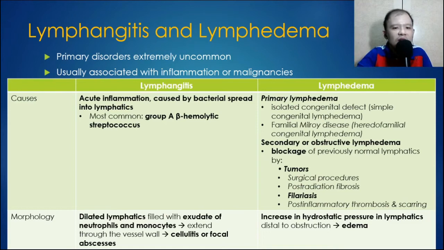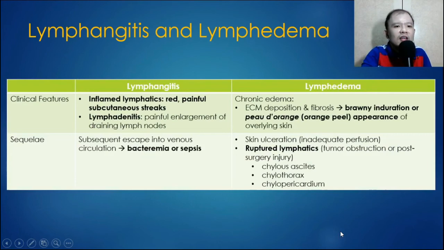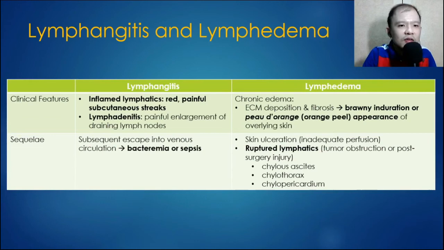Lymphangitis leads to cellulitis or focal abscesses, because it is an exudate. For lymphangitis, you have infection. For lymphedema, you have edema, which is a transudate. So, lymphangitis, what's the sequelae? You have bacteremia or sepsis. For lymphedema, you have a peau d'orange appearance of the overlying skin, and ruptured lymphatics, skin ulceration.